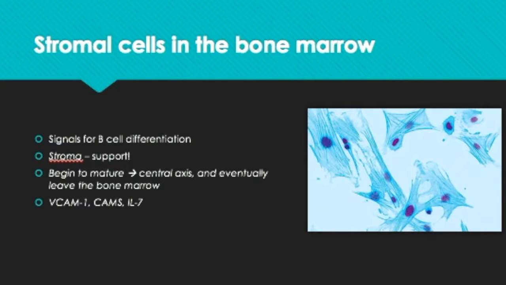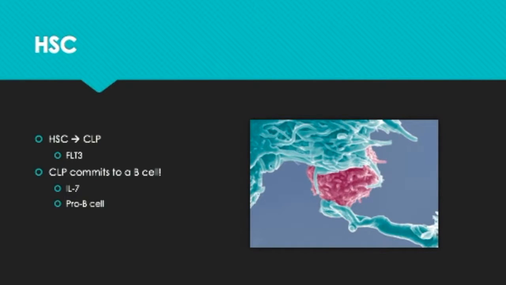VCAM1 is a type of cell adhesion molecule from the stromal cells to promote binding and encourage proliferation. IL-7 encourages proliferation and growth. A signaling molecule, FLT3, is secreted from stromal cells and encourages the differentiation of the stem cell into a CLP. As a CLP, the cell can continue to become any type of lymphoid cell.